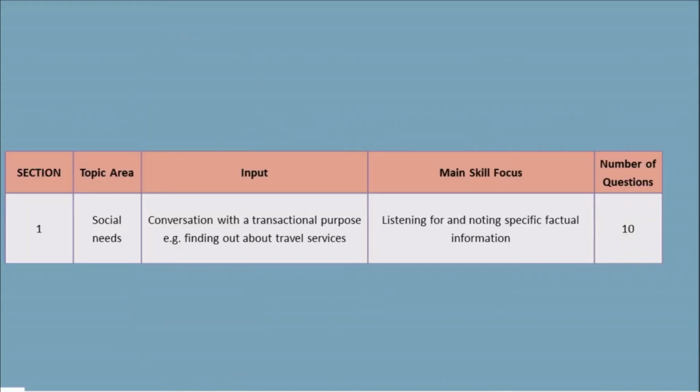Sections 1 and 2 of listening examine the types of listening skills needed for survival in an English-speaking country in normal life situations. The topic of the first section of the IELTS listening test is social needs. It is a dialogue between two people with a transactional purpose, such as finding out about travel services or booking a hotel or car. The main skill focus is on listening for and noting specific factual information.